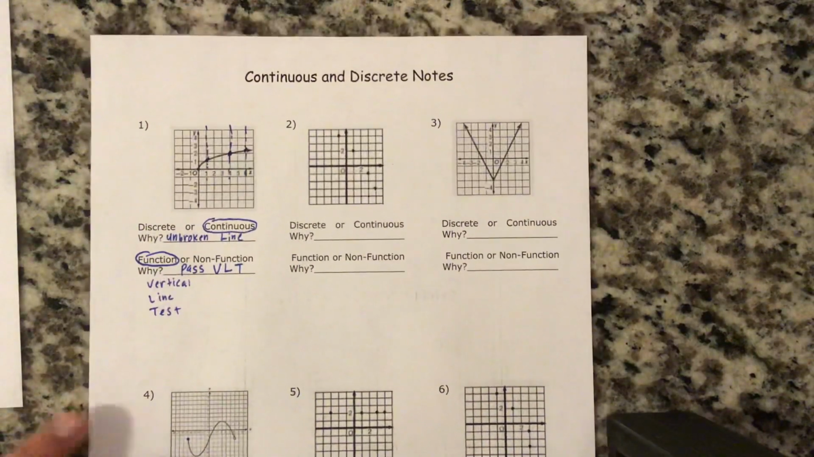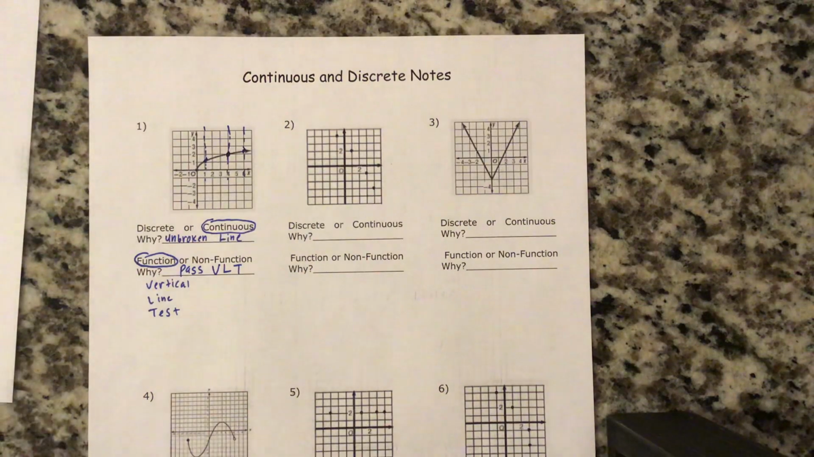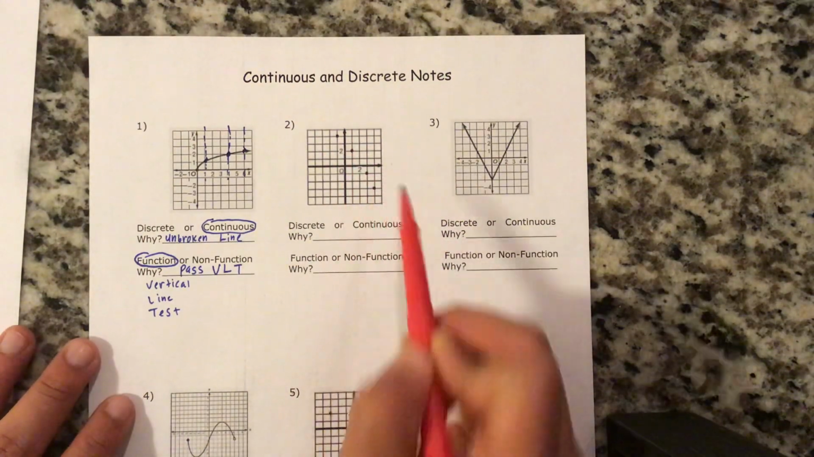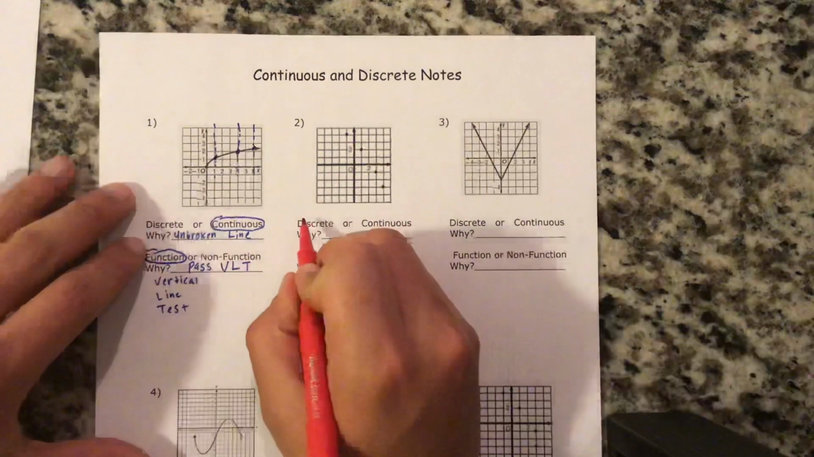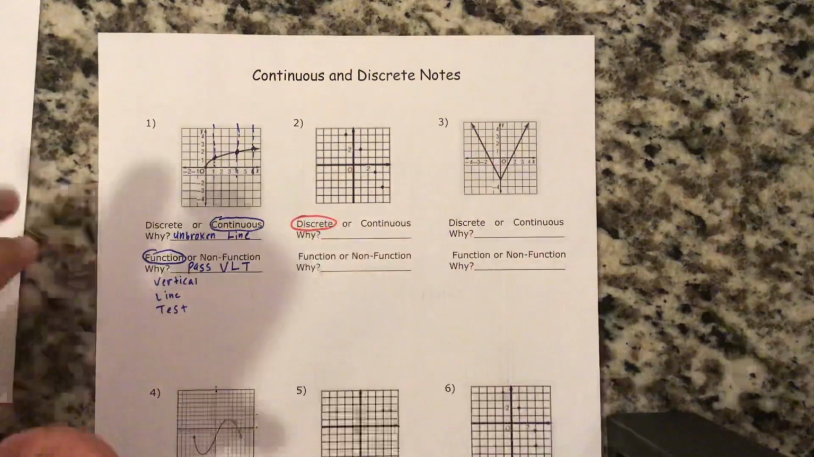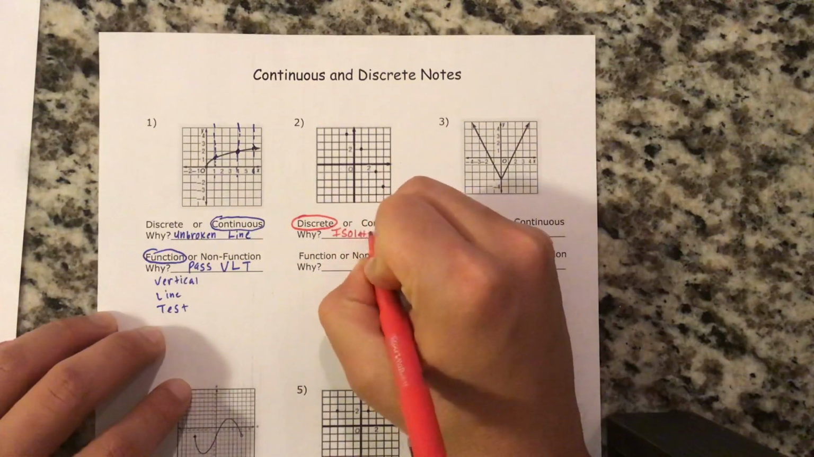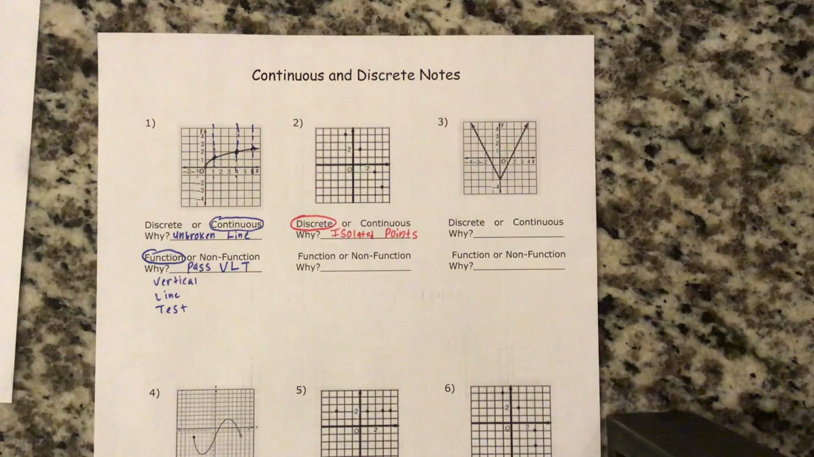Number two. So number two, we look at the graph, and hopefully you can kind of get the idea of this, right? If I was to try to draw with my pen, I have 1 point, 2 points, 3 points, 4 points. So to get to each point, I need to pick up my pen. So this graph is going to be discrete. And for the reason why, well, it's isolated points. Right? They're all separate. They're just random little dots, okay?